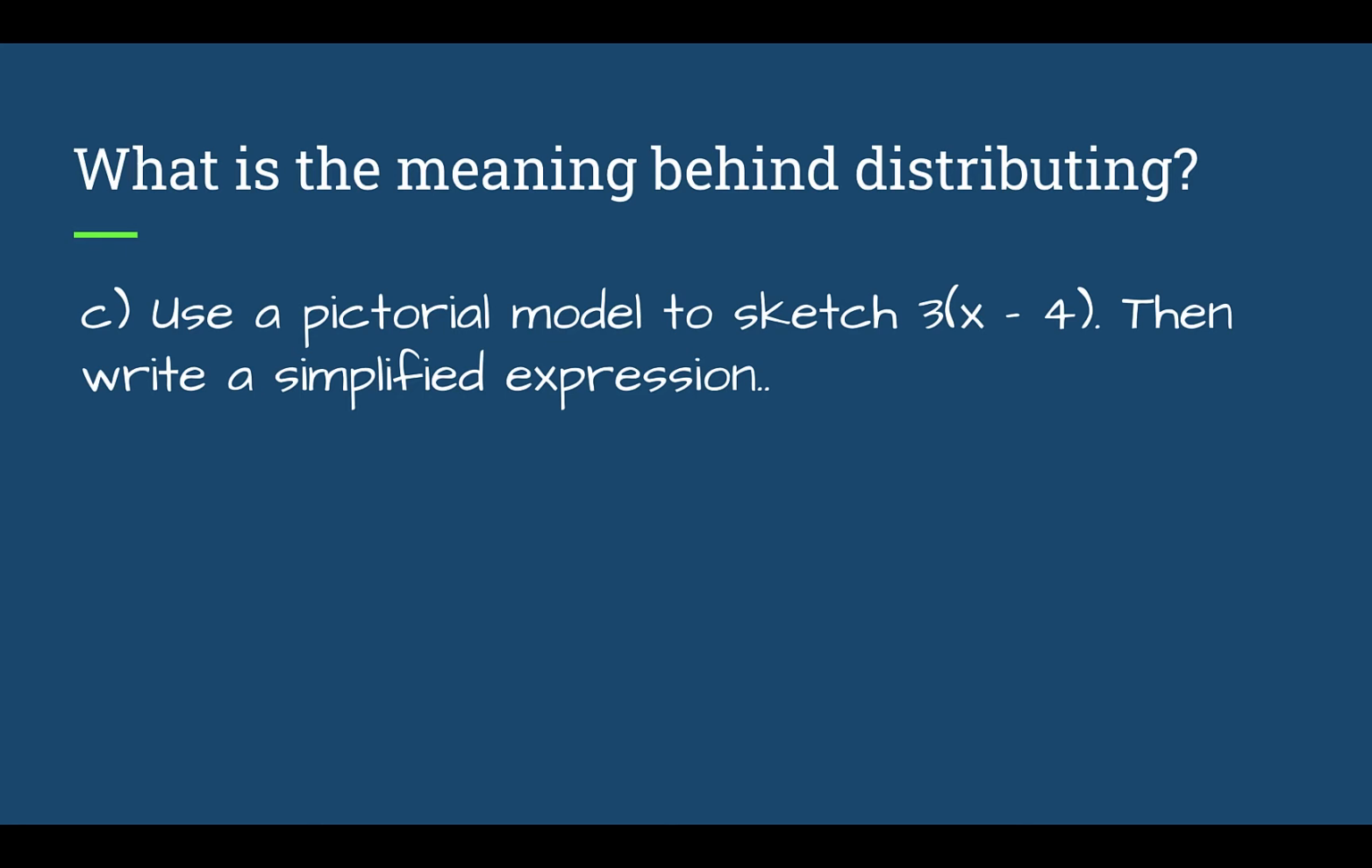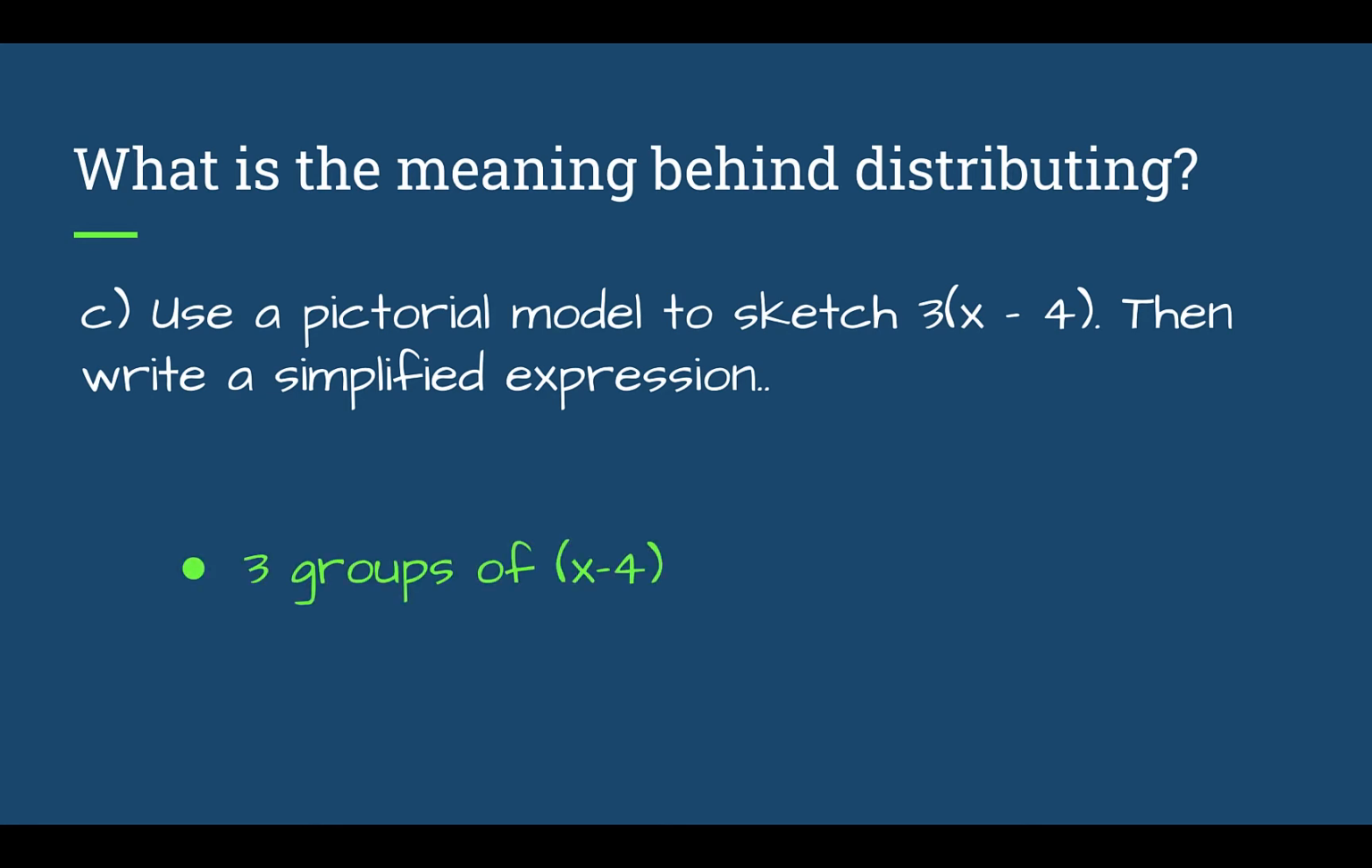So, third part to this, I want you to use a pictorial model, a hanger diagram, like we did in previous lessons, and sketch what 3 times a quantity x minus 4 looks like. Then, write a simplified expression. Pause the video and write down what you think it should look like. All right, now that you've had a chance to write it down, let's look at what we should have had.